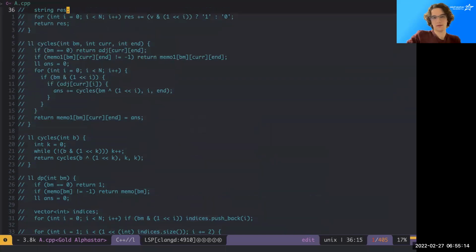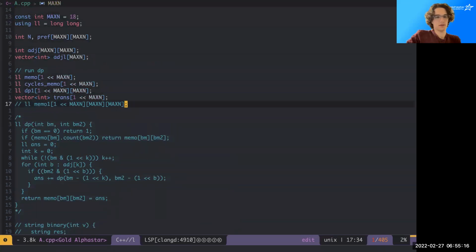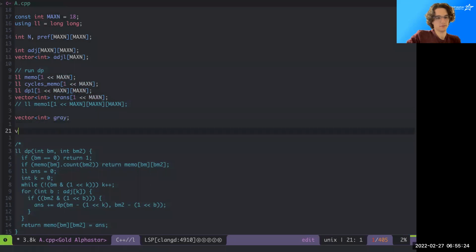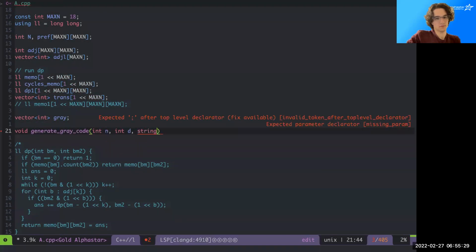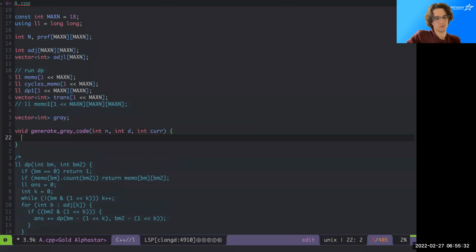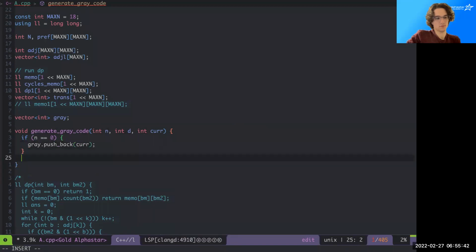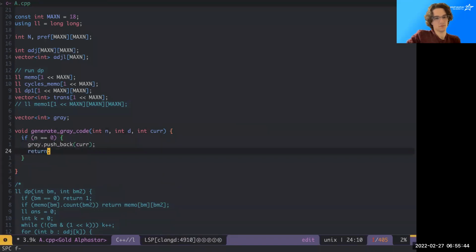Okay, yeah. If you're not aware of what gray codes are, they're just like we loop with binary integers where only one bit changes each time.